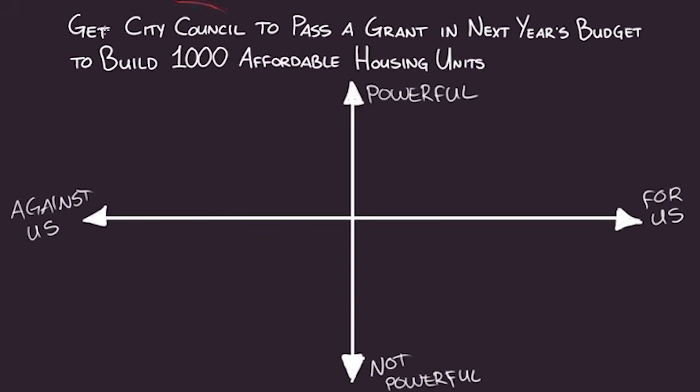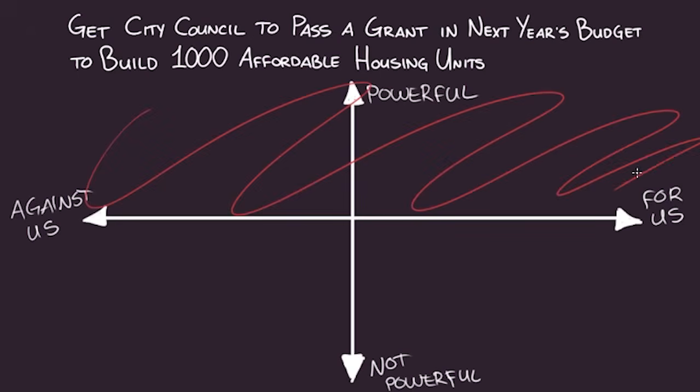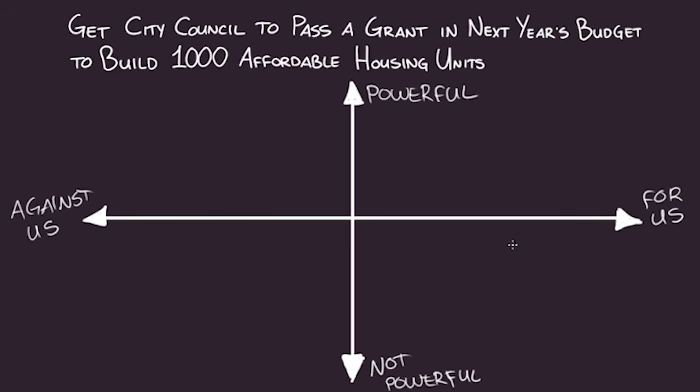So in this case, we want City Council to pass a grant in the next year's budget. So who has a vote on City Council in passing grants for the budget? Well, it's City Council. So let's start by putting City Council members on this chart. Now, they're going to be somewhere above this line because each one of them gets a vote. But are they for us or are they against us? We might not know.